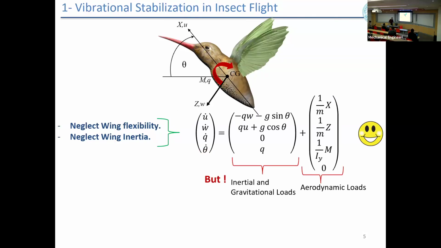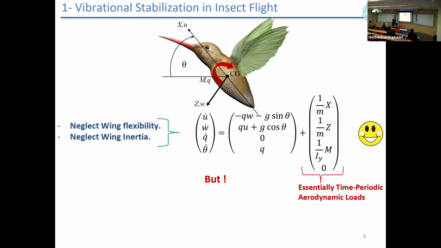But there is always a but. The issue here is that these aerodynamic loads are essentially time varying, unlike conventional airplanes, because as you saw in the video in the last slide, the insect accelerates the wing and then decelerates because it has to come to a complete stop and changes the angle of attack throughout the cycle. All of these factors lead to essentially time varying aerodynamic loads, even at equilibrium. So if you want to represent the system in an abstract form, it will have explicit time dependence on t.